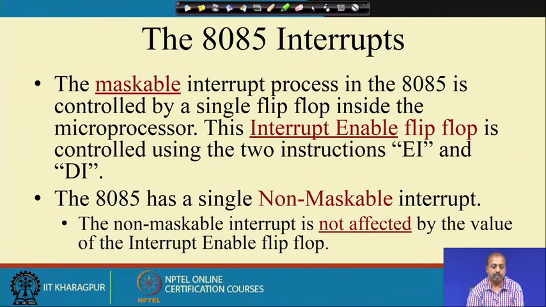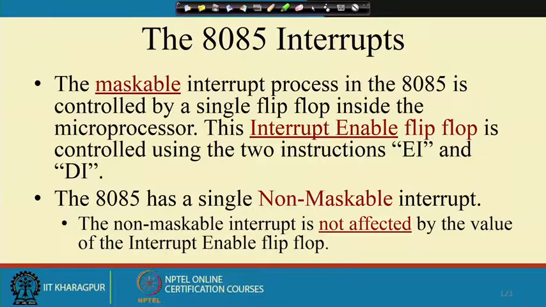The 8085 has a single non-maskable interrupt. This interrupt cannot be affected by the EI and DI instructions, so it is always enabled. Whatever program is being executed, if a non-maskable interrupt occurs, it will always be serviced by the microprocessor. So it has maskable and non-maskable interrupts, and the maskable interrupts can be masked by the DI instruction and unmasked by the EI instruction.